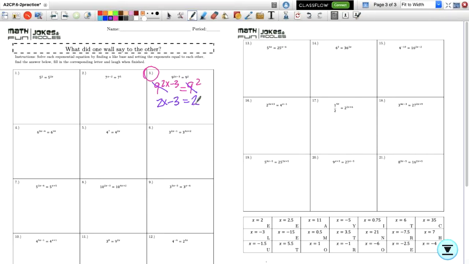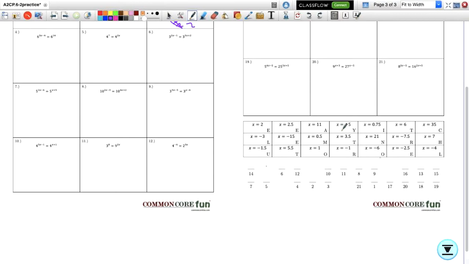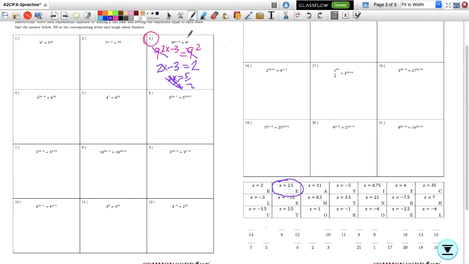So I'm going to add 3. I get 2x equals 5. I'm going to divide 2. I get x equals 5 halves. So I'm going to come over here. 5 halves as a decimal, because that's how they represented them here, is the same thing as 2.5. So everywhere that number 3 is, okay, right, because this is number 3, I'm going to put the letter E. So where's there 3? Where's there 3? Right here. I'm going to put an E right there. And that's it. There's no more 3's. Now I'm ready to go to the next problem, okay?